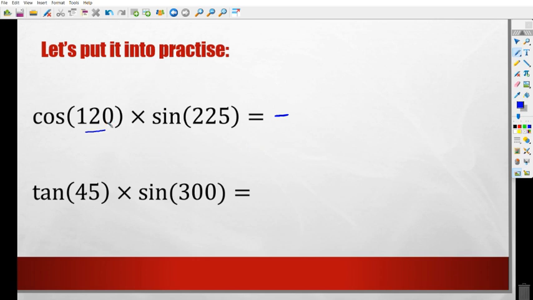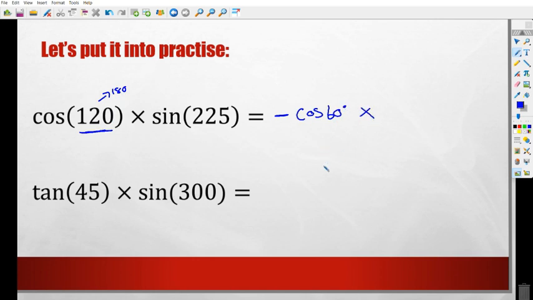And what is that other thing I need to ask myself? How far is 120 from the closest horizontal? The closest horizontal in this case is the 180. So basically what I'm asking is, how far is 120 degrees from 180 degrees? It's 60 degrees. So instead of saying cos of 120, I can say cos of 60 degrees.